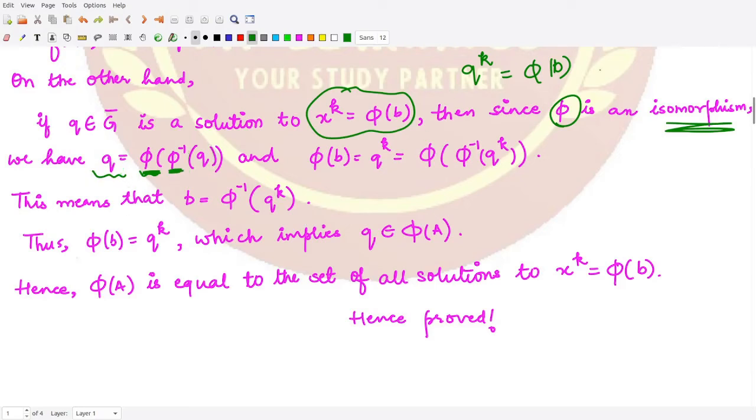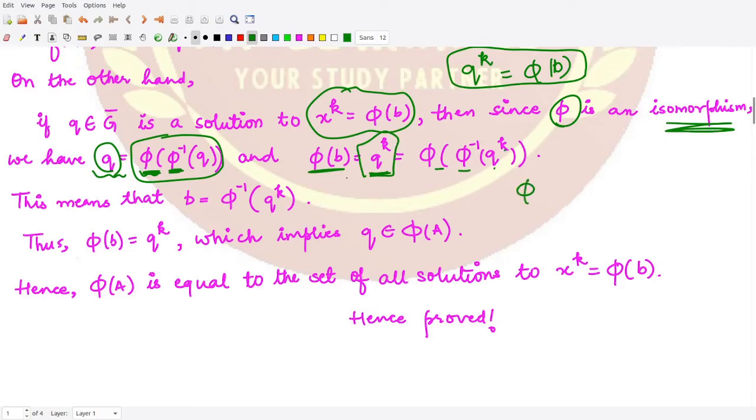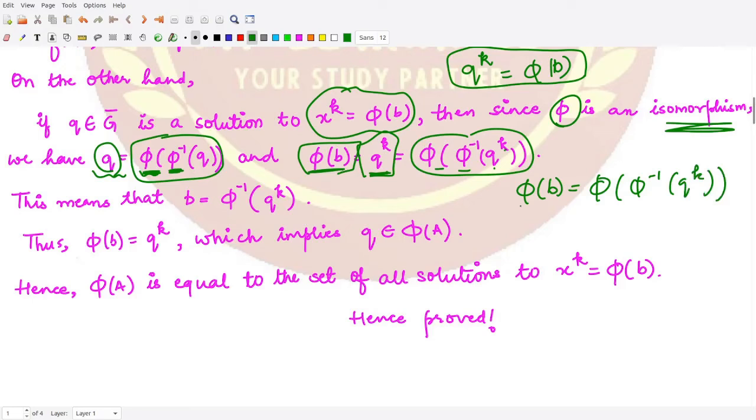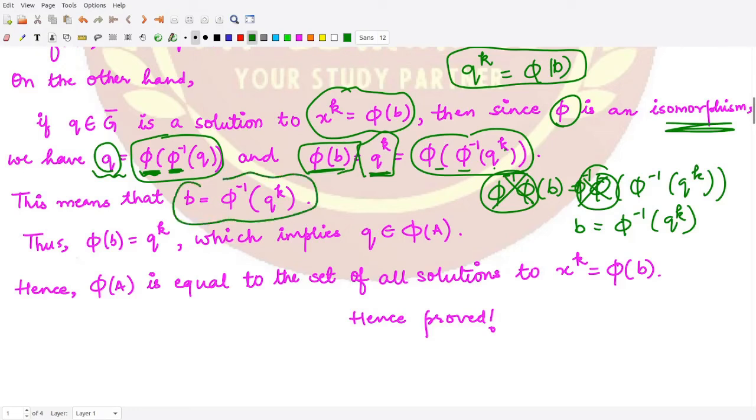Because we have this, phi of b is equal to q raised to power k, and now we may represent q as phi of phi inverse q. So we may express q raised to power k as phi of phi inverse of q raised to power k. If you compare, phi of b is equal to phi of phi inverse of q to the power k. If you pre-multiply both sides by phi inverse, the effects cancel each other, and we would be left with b is equal to phi inverse of q raised to power k.